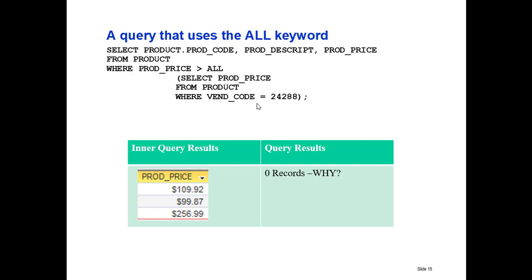So it's going to find the highest price for this vendor. Well, actually, what's going to happen is this is going to bring up all the prices for that vendor code. And since we're using ALL, it says it's got to be greater than the highest out of all of these. Here's the inner query, and it's returning these 3 values. Outer query resulted in nothing. And do you know why? Because that vendor happened to have the highest price item. So there's nothing that's more expensive than $256.99.